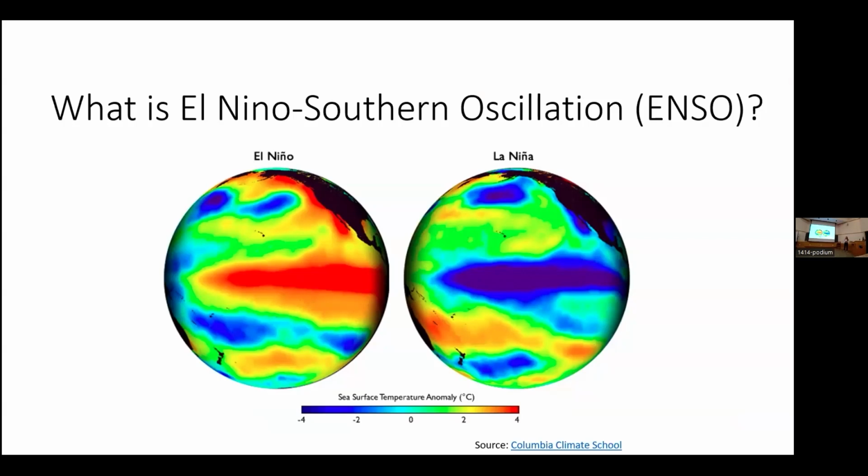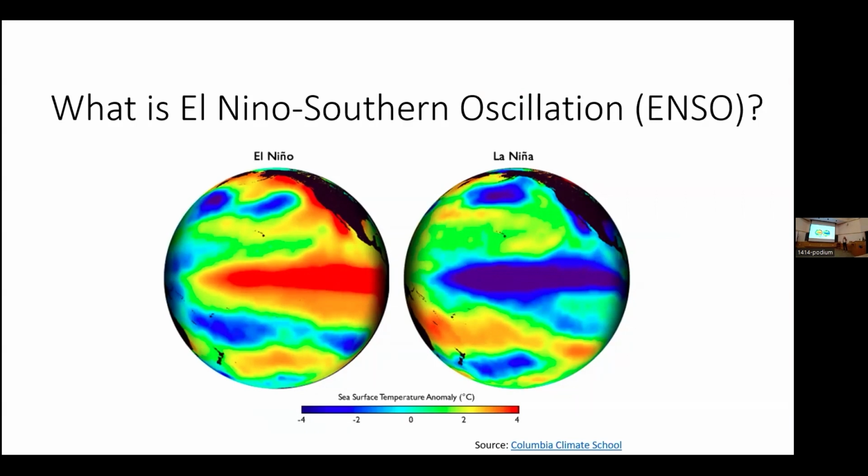It's a climate phenomenon that occurs every 2 to 7 years. And it's characterized by a warm phase, which has warm sea surface temperature anomalies, which is seen in this red band right here. And then a cold phase, which has cold sea surface temperature anomalies, which is depicted in this purple band. And the warm phase is El Niño, the cold phase is La Niña.